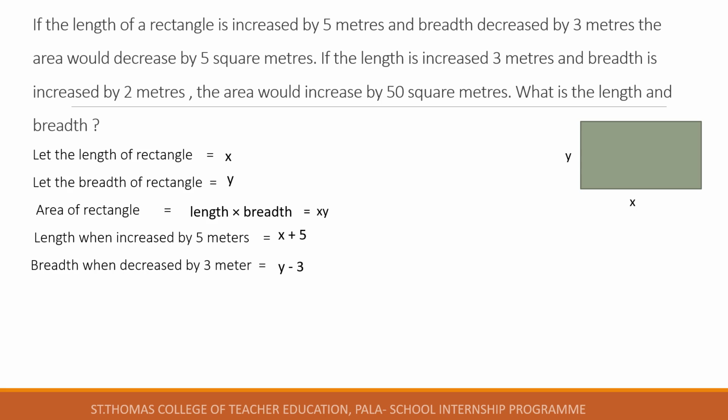Area will be length into breadth, isn't it? Here what is length? x plus 5. And what is breadth? y minus 3, isn't it? Now what you are going to do? We will open the bracket by using distributive property. First we will multiply x into y, then we will multiply x into 3. Then we multiply y into 5 and then y into 3, isn't it?